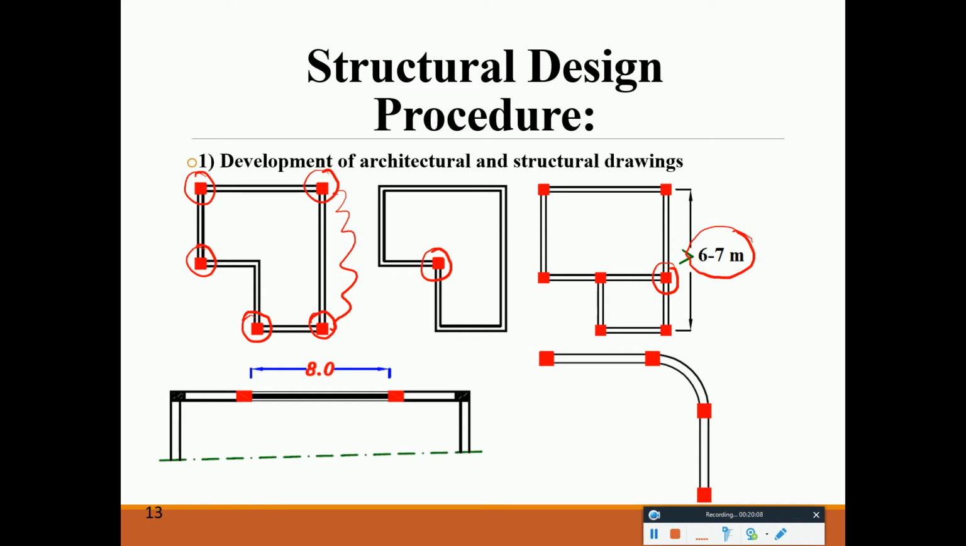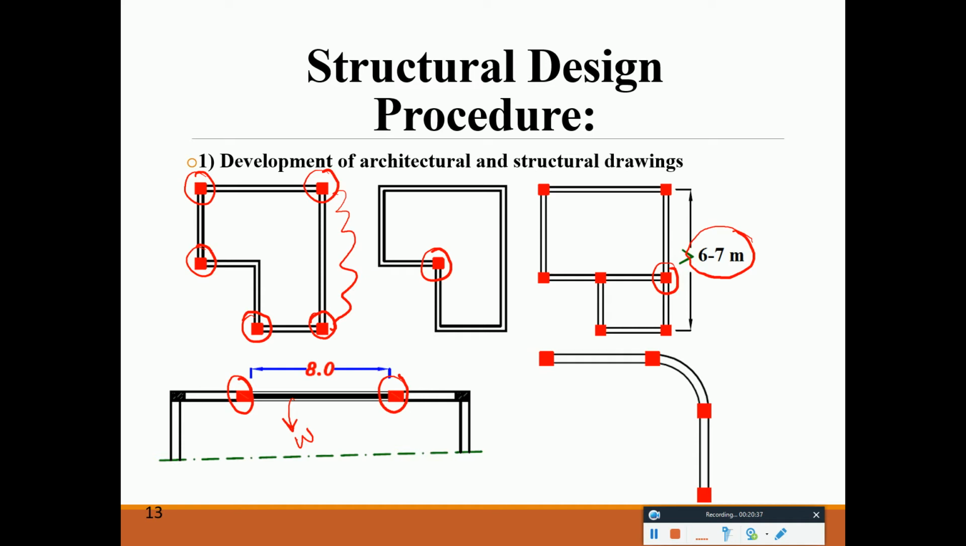But if we have a scenario where we have, for example, a window, this is my window, and it is a huge window of 8 meters, then we cannot put a column inside. So even if it's more than 7 meters, we need to put a column at the beginning of the window, and then another one after the window itself.